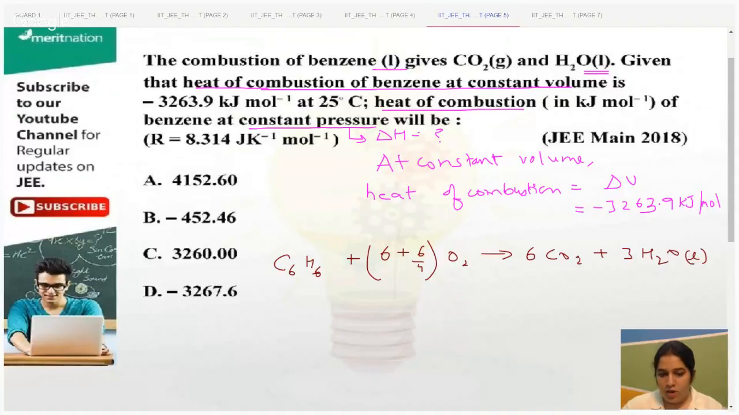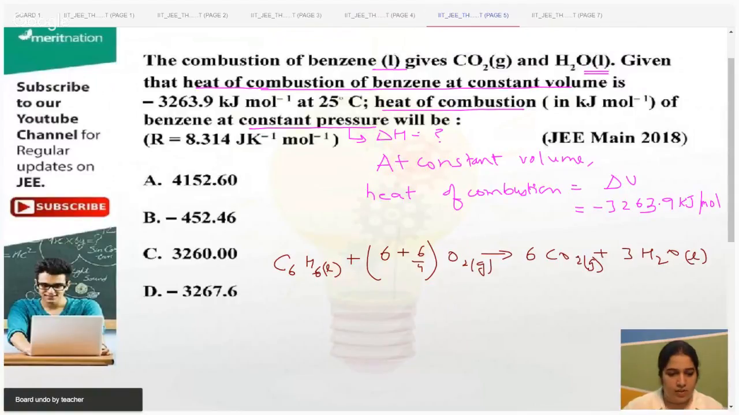Remember, this water is given to us in liquid form. This is gaseous, this is gas. And this is liquid given to us. Now let's simplify this. This will become 15 by 2. So I'm just going to write down 15 by 2 here. When you solve it, it becomes 15 by 2.